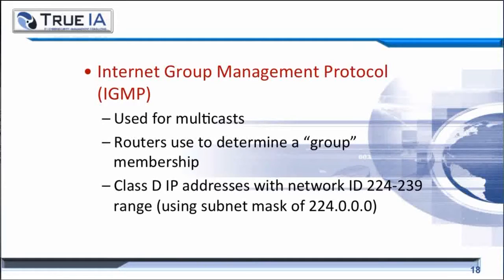Next is the Internet Group Management Protocol, or the IGMP. This is used for multicast addresses. Routers use it to determine a group membership, if you will. It's part of the Class D IP addresses with a network ID somewhere between 224 and 239.